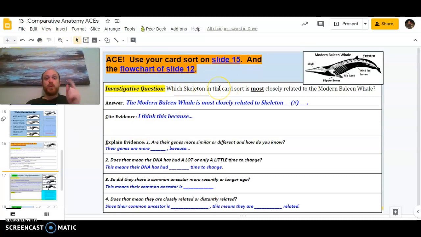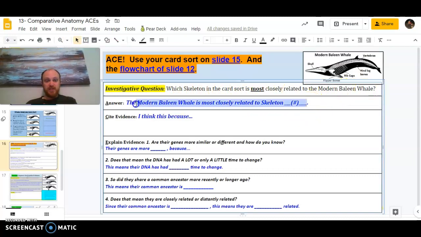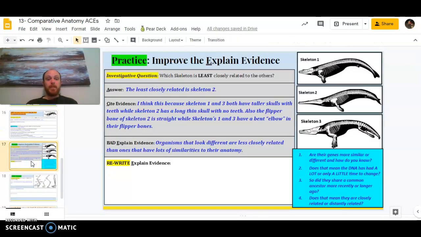Your job is to say which card is most closely related to the modern baleen whale. Here's your answer. That's your claim. Cite the evidence. Be specific with your bones that you're using for evidence. And then here are the 4 questions broken down. All of this is your explain evidence. I'll highlight this for you. So this is your explain evidence broken down into 4 questions. Answer each of those 4 questions. That'll help you. This is just good practice.